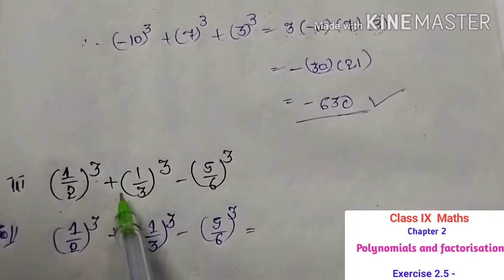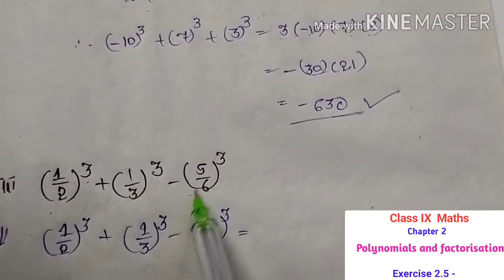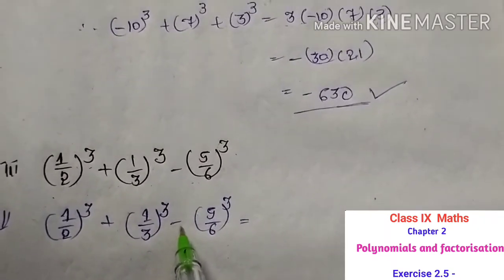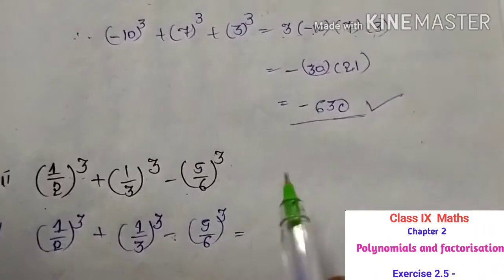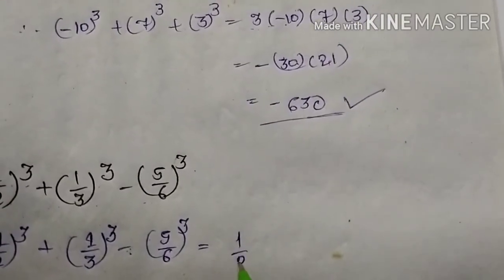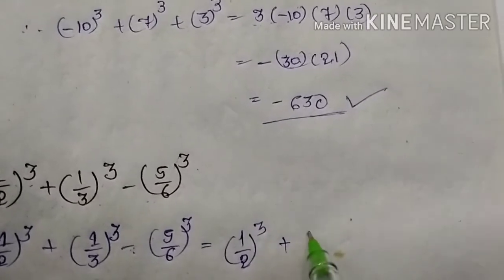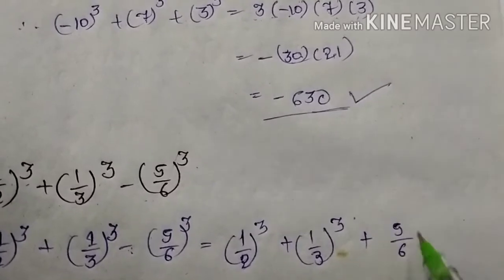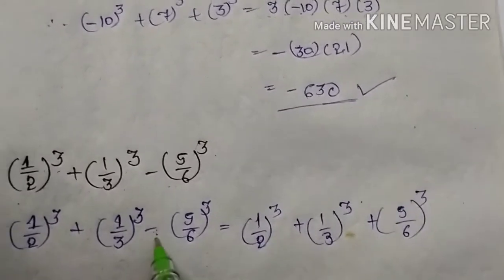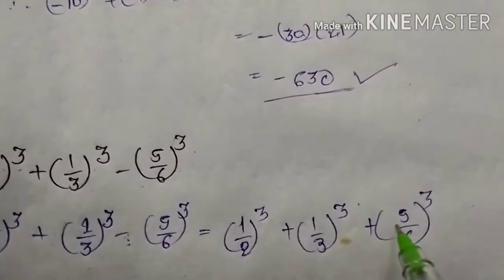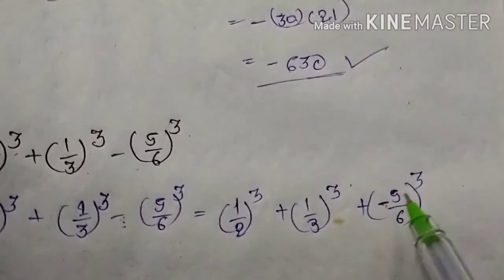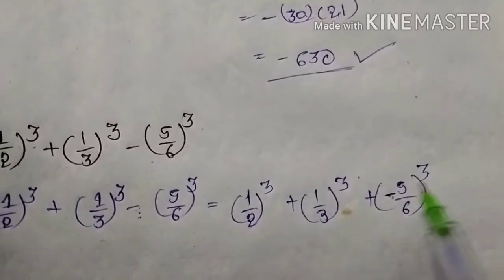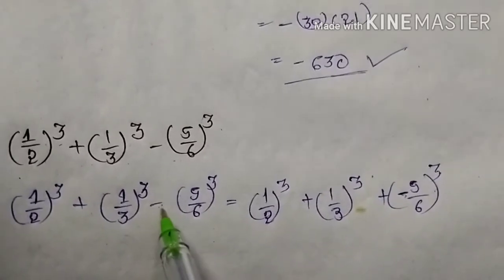So that once you can see here, second one: 1 by 2 whole cube plus 1 by 3 whole cube minus 5 by 6 whole cube. First of all, you can write only the plus sign here. That means this minus will go into brackets. I am writing 1 by 2 whole cube plus 1 by 3 whole cube plus minus 5 by 6 whole cube. Already there is a minus available, or not? Yes, so you can write it internally. Minus of whole cube means minus into minus into minus, which is minus only.